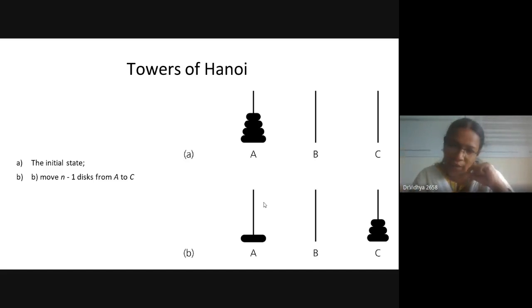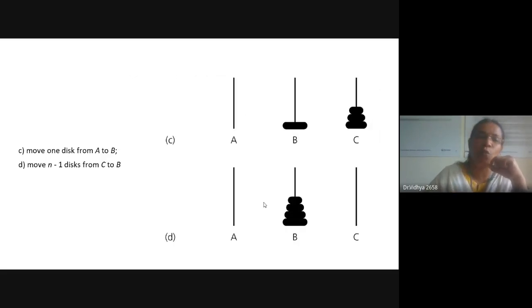Destination pole is C. Okay, so move n minus 1 disks from A to C in the sense. So anyway, we are all supposed to move all the disks from source to destination. So that movement each and every time you will be representing that particular disk in terms of n minus 1 disks from A to C, like that. Okay, we will see in the coding part also.